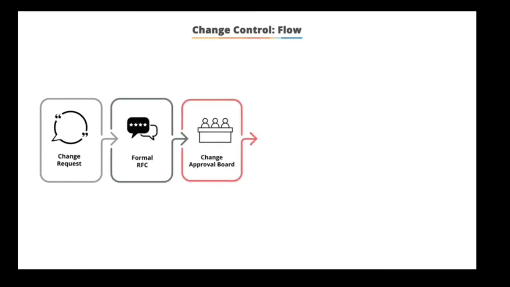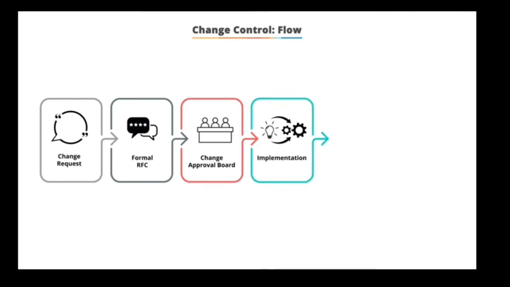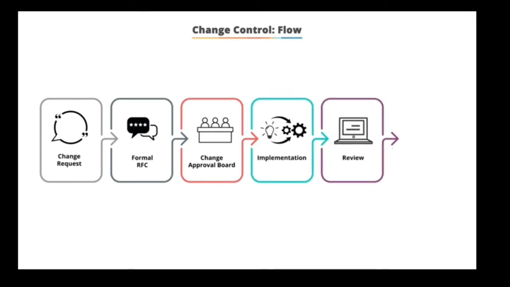Change control flow goes from the change request to the formal request for change, to a change approval board, to implementation, review, and finally, possible rollback.